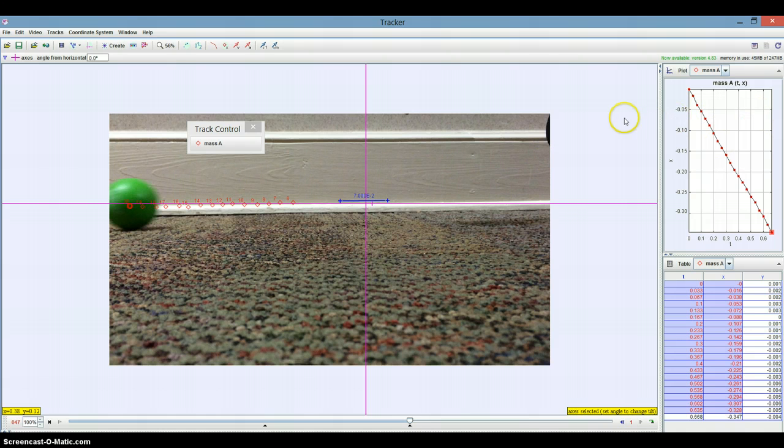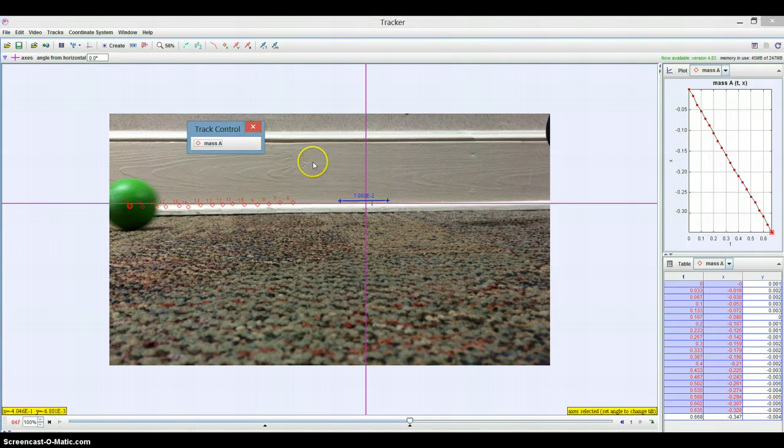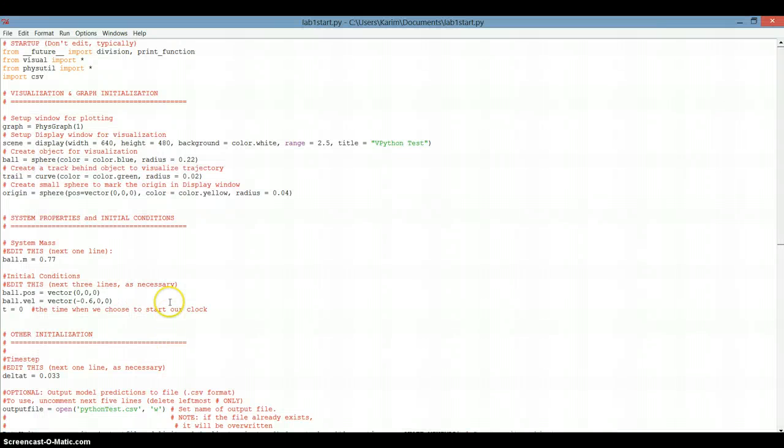The graph was a negatively sloped straight line, which shows constant velocity of the ball, because velocity is change in position over time. The line is negatively sloping and going downwards because the ball is moving in the negative x direction according to the coordinate plane that I set. We then open Python to get data.